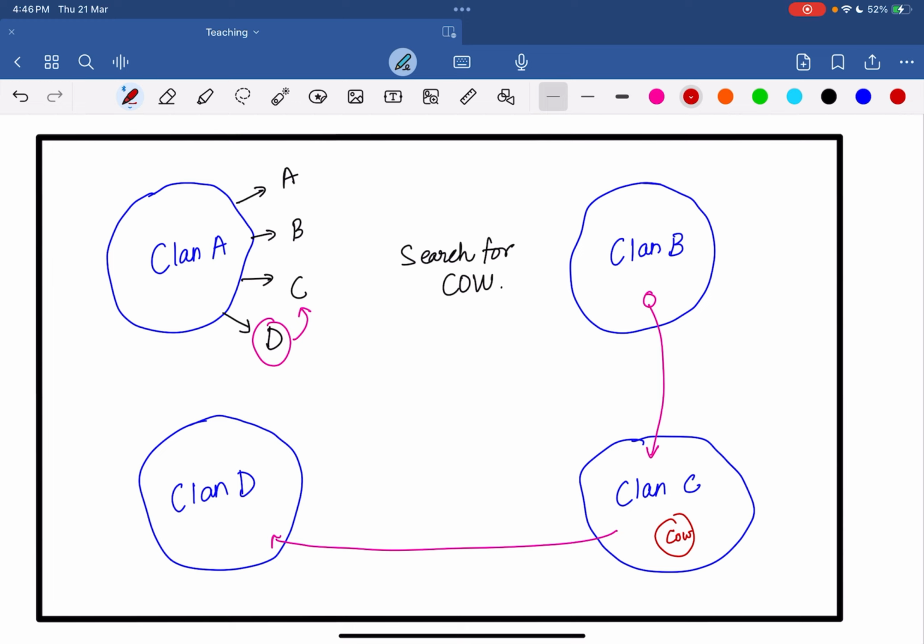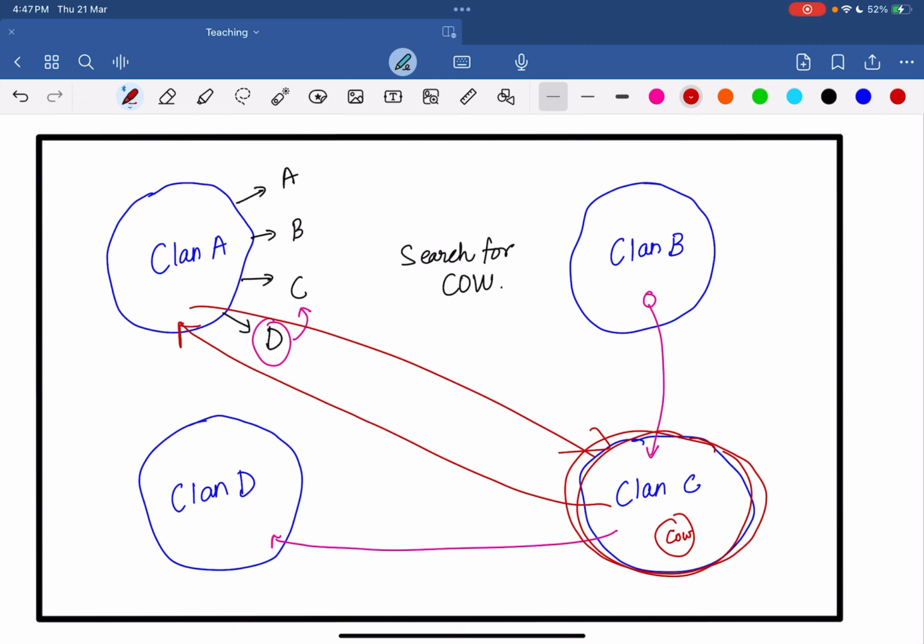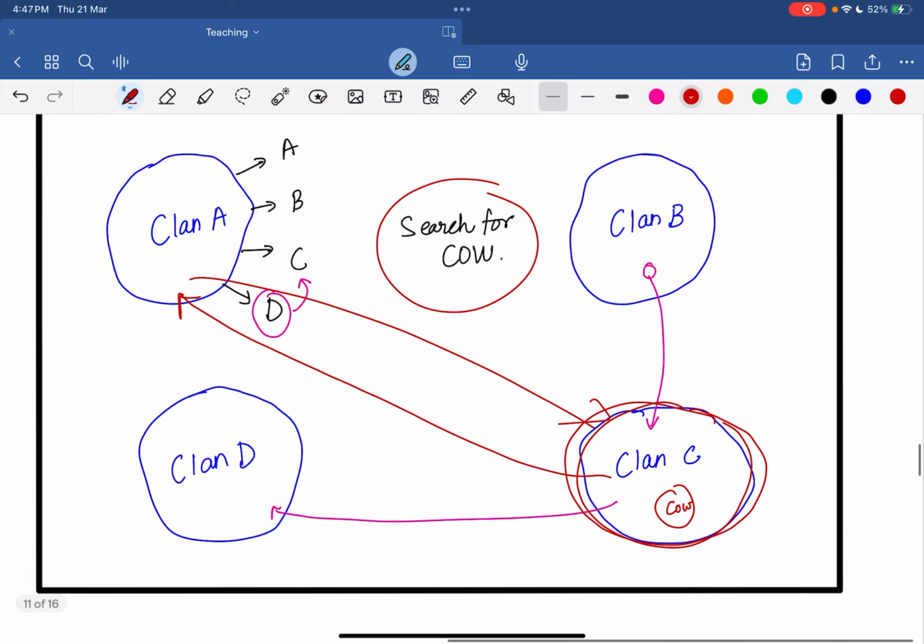So what happens is that clan A would now wage a war with clan C, and whosoever wins will have the supremacy. So let's say clan A wins. Now clan C will come under clan A's control. So this was Gavishti, nothing but search for the cow just to establish supremacy.